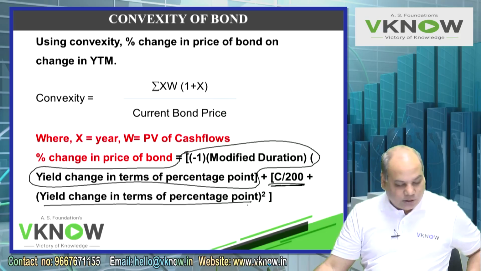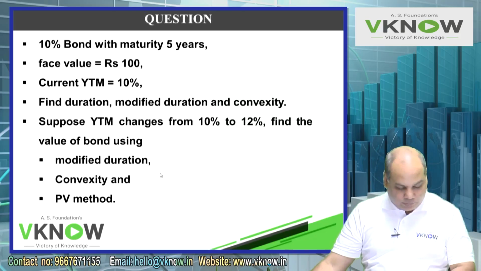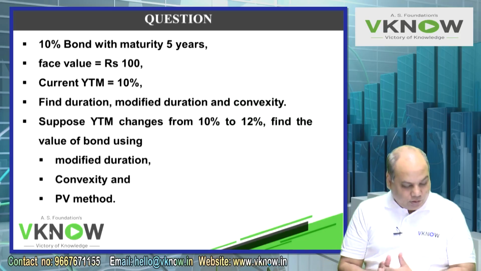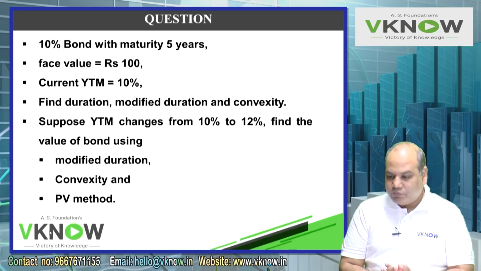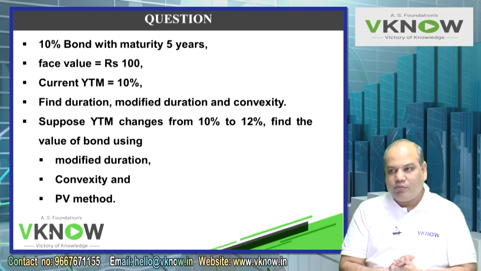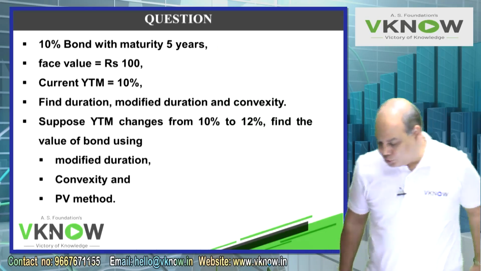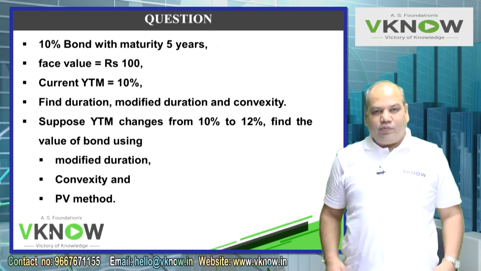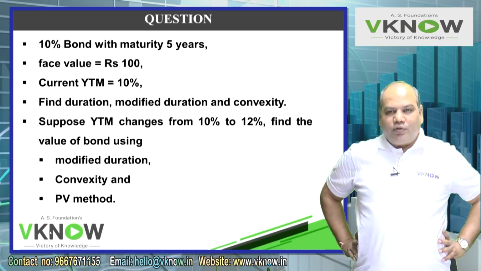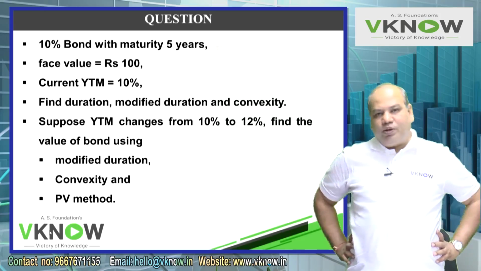So then you will ask me to solve a question. There is a question printed below. So solve that question. We will solve this question in 3 ways. That is, we will try to find the revised bond price in 3 ways: using modified duration, using convexity, and using the PV method. And you will see for yourself, the convexity based answer is closer to the PV method.